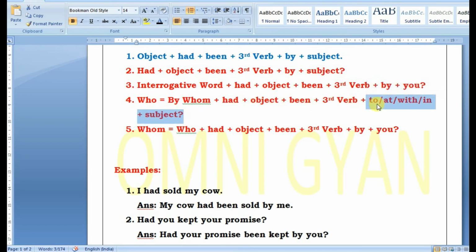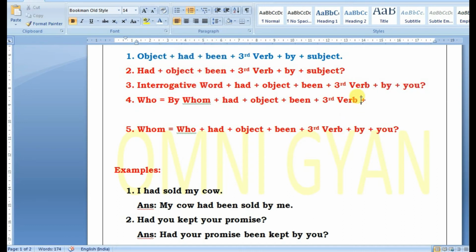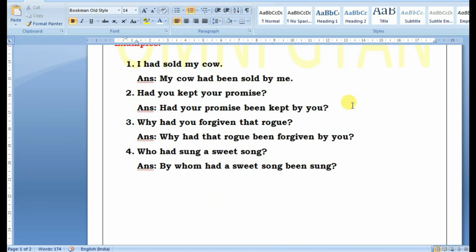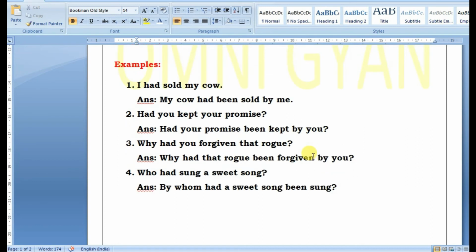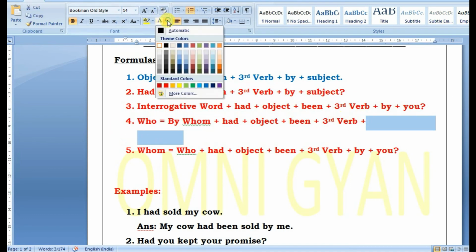And when there is no subject, these prepositions also will not be used and it will remain blank, and we will have to stop right here at this point after the verb. So we have stopped after the verb "sung", finish, and then question mark, because there is no subject, so the sentence won't continue. So determining a subject and an object in a sentence is very very important.